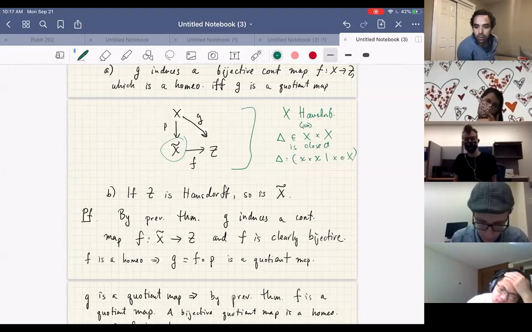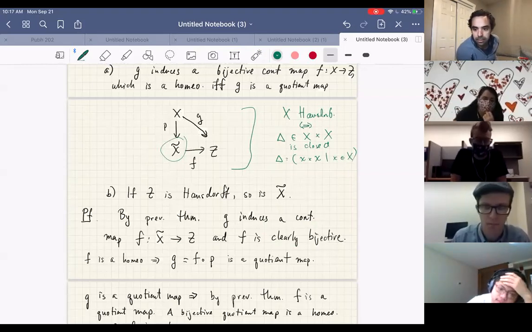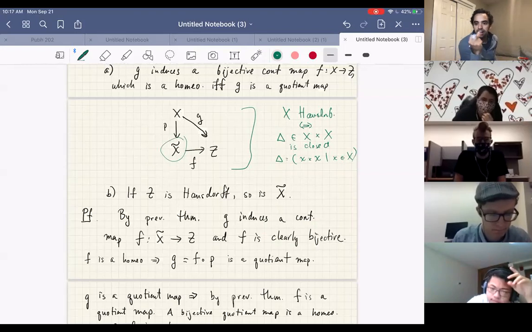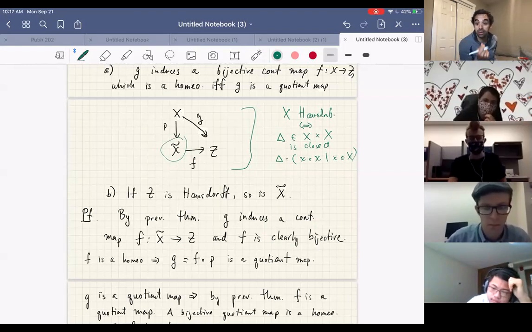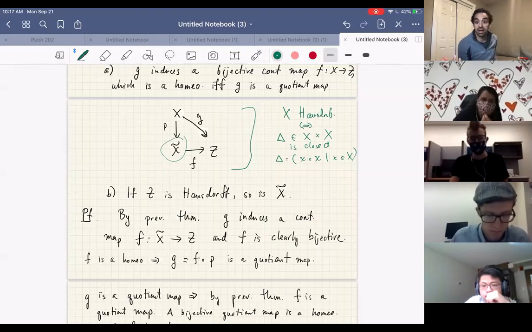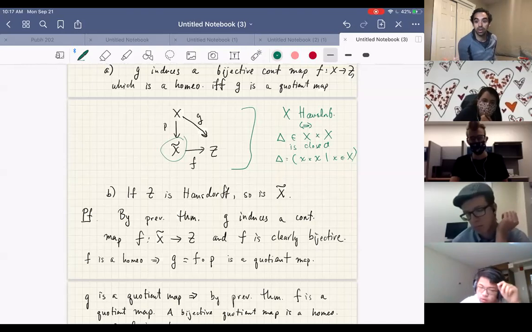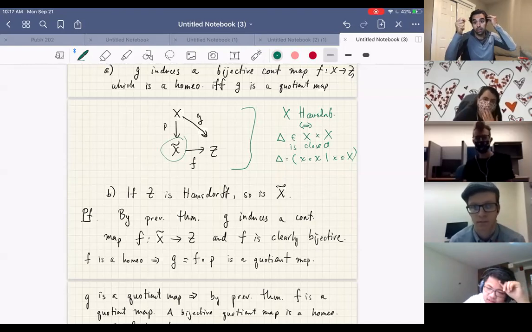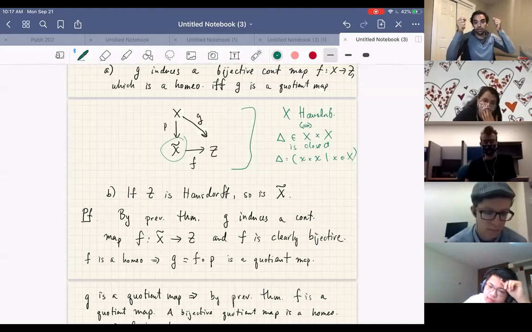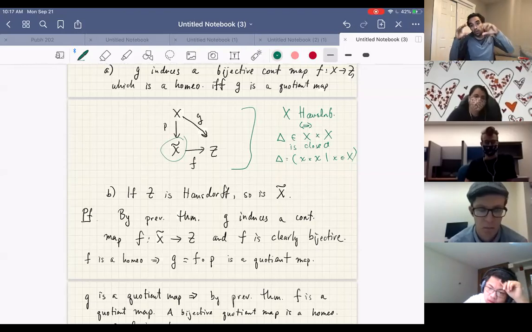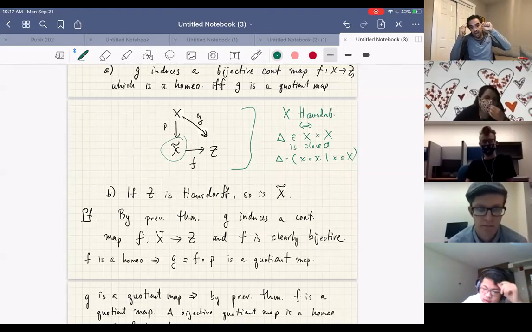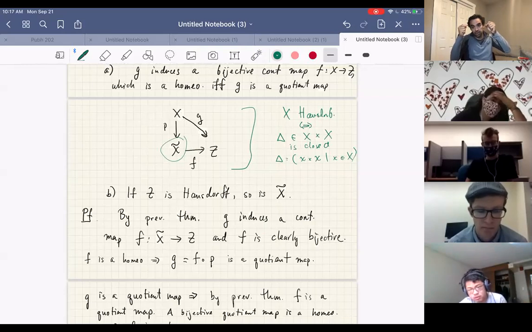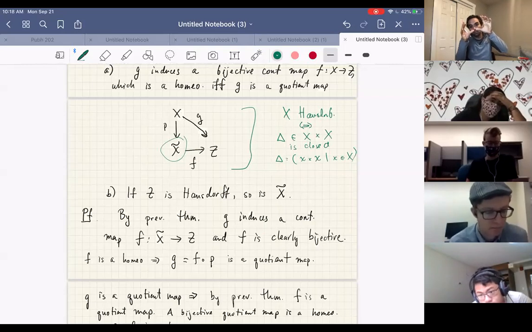Was this a homework problem? Yes. Okay, but intuitively, can you just very quickly understand why? What does it mean that the diagonal is closed? It means that the complement is open. But what's the complement? It's all pairs of distinct points, right? So what does it mean that it's open? That there exists an open set around any point in the complement that is inside the complement, right?